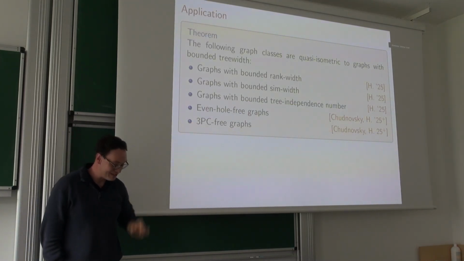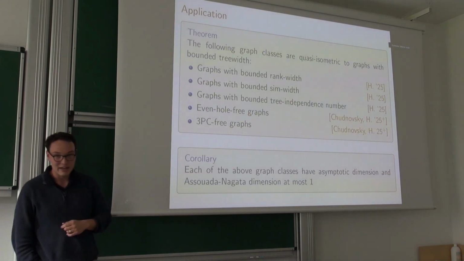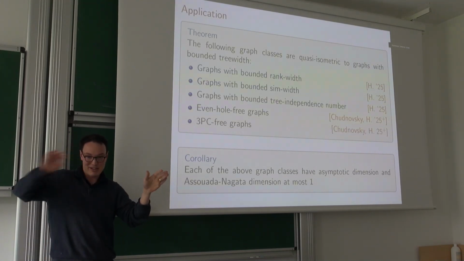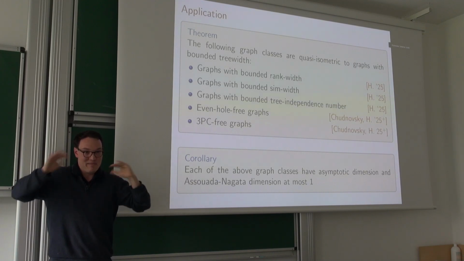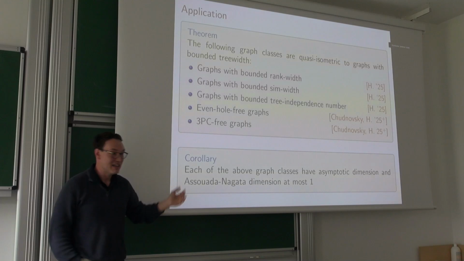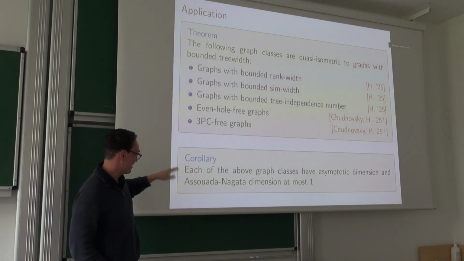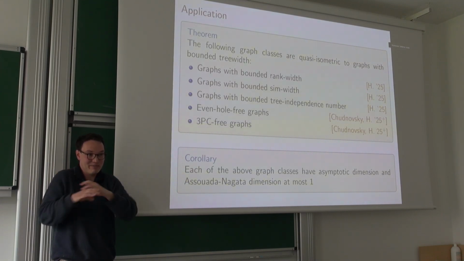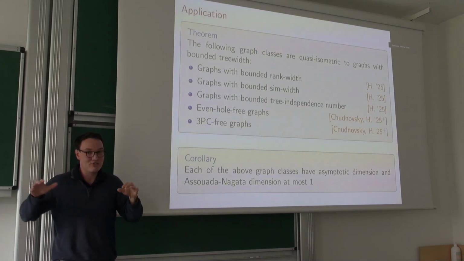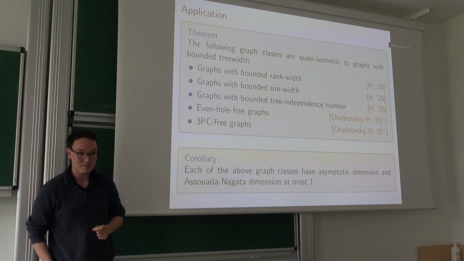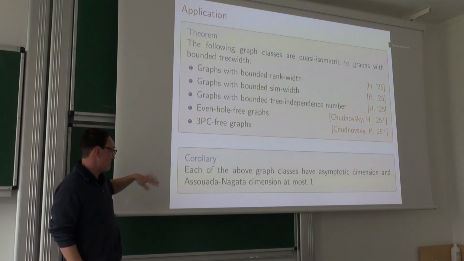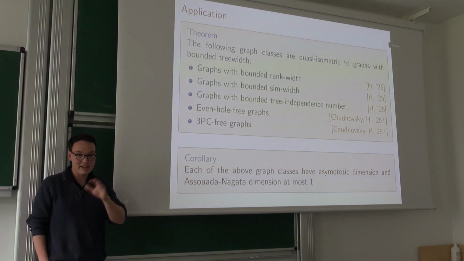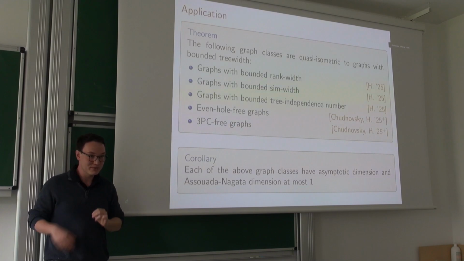And so as a consequence of all of this, each of these graph classes has bounded asymptotic dimension and bounded Assouad-Nagata dimension at most 1. Again, I'm not going to define what asymptotic dimension and Assouad-Nagata dimension are, but it's a notion from coarse geometry about the dimension of a metric space, that people are quite interested in. So having a KD-centered tree decomposition is very useful.